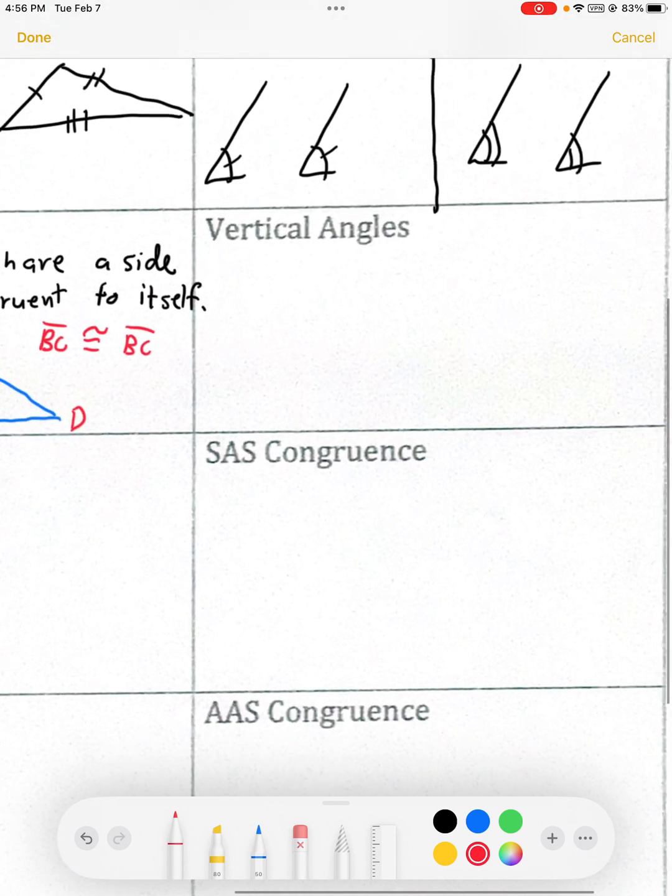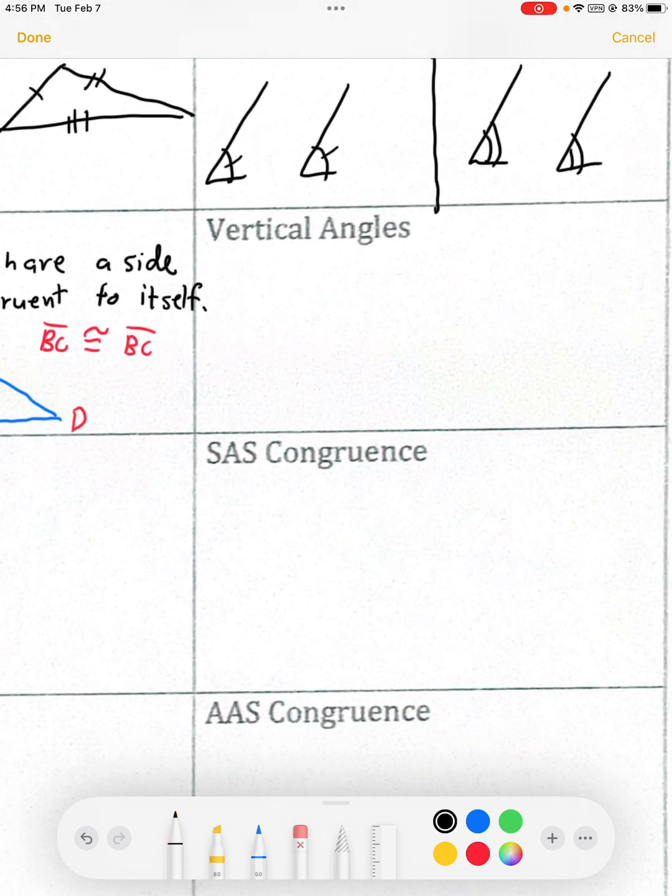Similarly, let's go ahead and talk about vertical angles. I think it's easier to draw a demonstration here and then talk about what's happening. So vertical angles are when you have two straight lines that form two angles. Opposite angles are congruent.